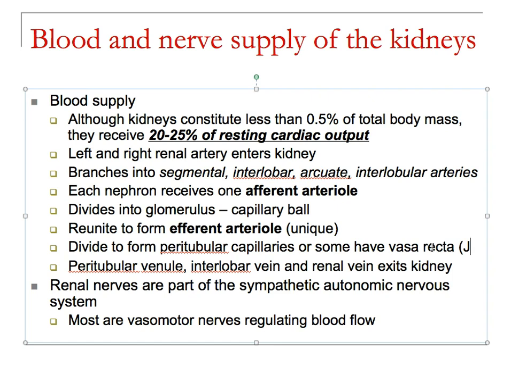Not what I wanted to do there. J, juxtamedullary nephrons, okay? And what's going to happen, of course, blood flow will then flow out through the peritubular venule to the interlobar vein until it finally exits the kidney itself.